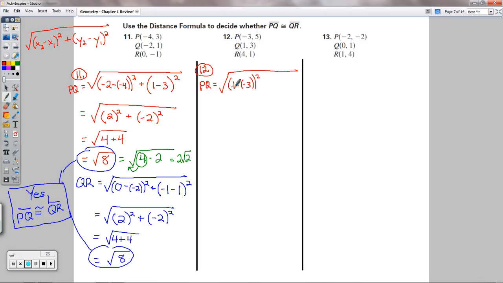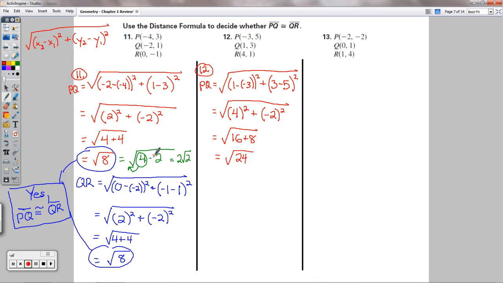So I've got 1 minus -3 squared plus, and this was my second coordinate, so I'm using that one first. I got to keep that consistent. As long as I'm consistent, it'll turn out okay. And 3 minus 5. So this one minus this one squared, this one minus this one squared. It's going to end up being, this would be 4 squared, because that will change to plus 3. And this would be -2 squared. That'd be 16 plus 8. So you'd have the square root of 24.